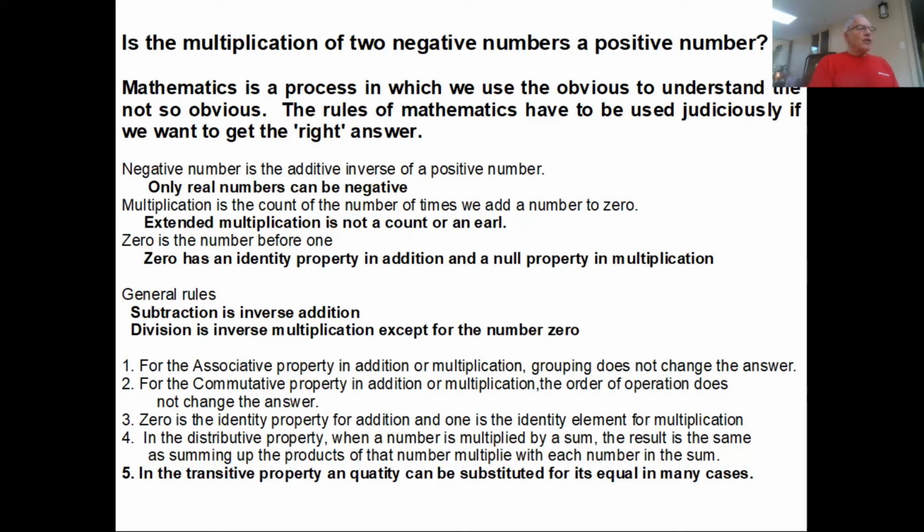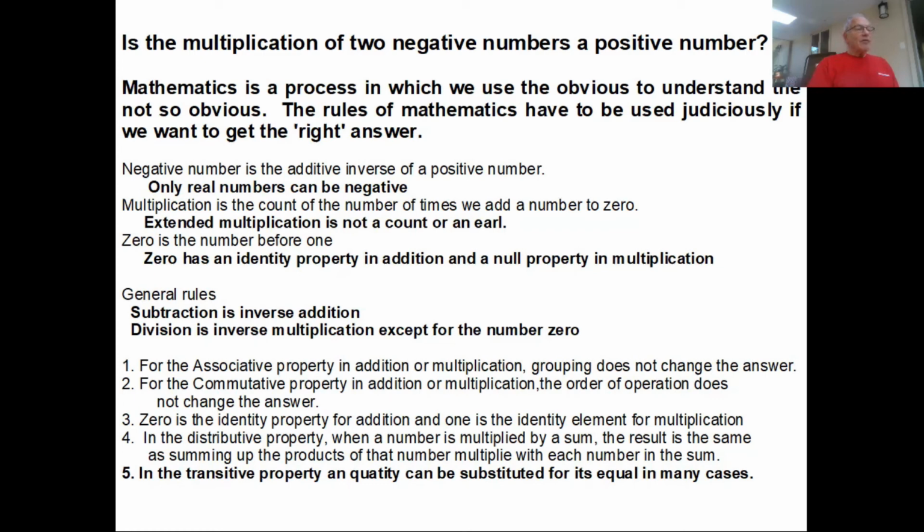So let's start off with the 3 things that we need to understand to prove that the product of negative numbers is a positive number. First, a negative number is the additive inverse of a positive number, something that you may not have heard in your lessons in school. Only real numbers can be negative. We'll understand that shortly in this lesson. Multiplication is a count of the number of times we add a number to 0. Extended multiplication is not a count or an error.